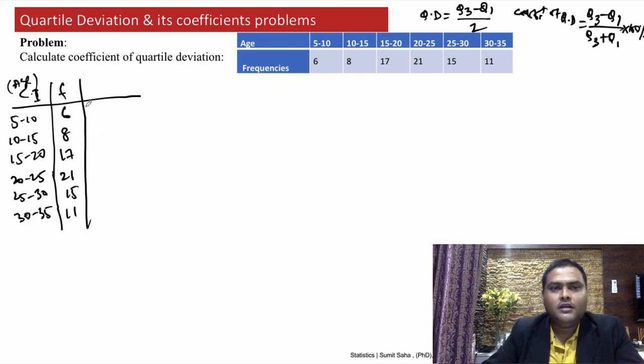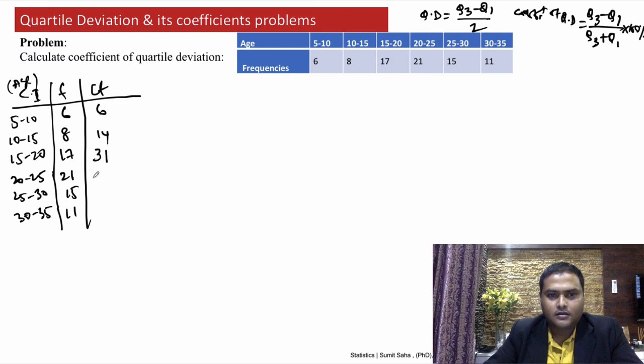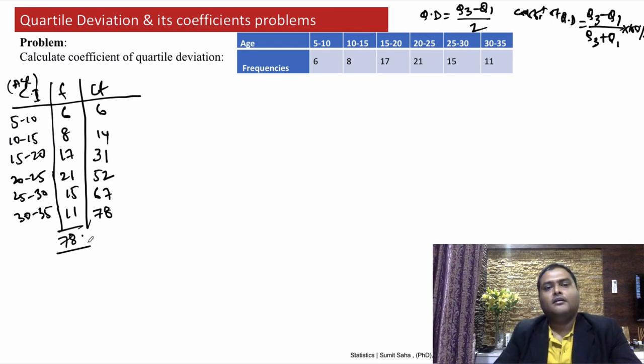So I need to find out the cumulative frequency, right? So this is 6, 14, 31, 52, 67, and 67 plus 11 is 78. So the total is 78, and this is the cumulative frequency. Now we need to find out Q1 and Q3.